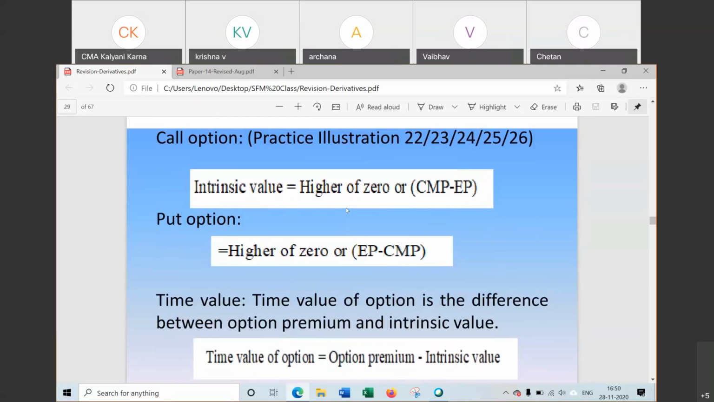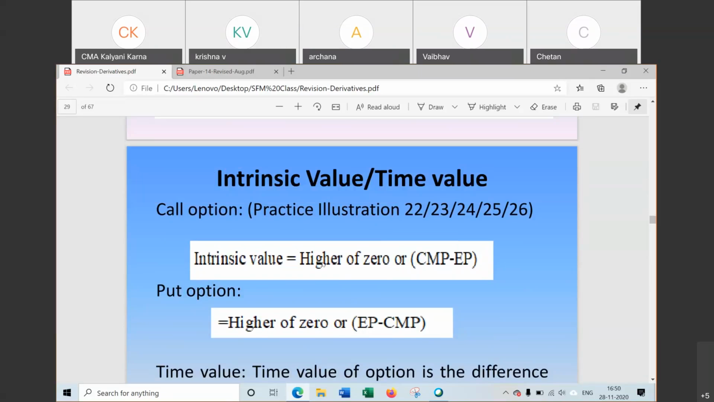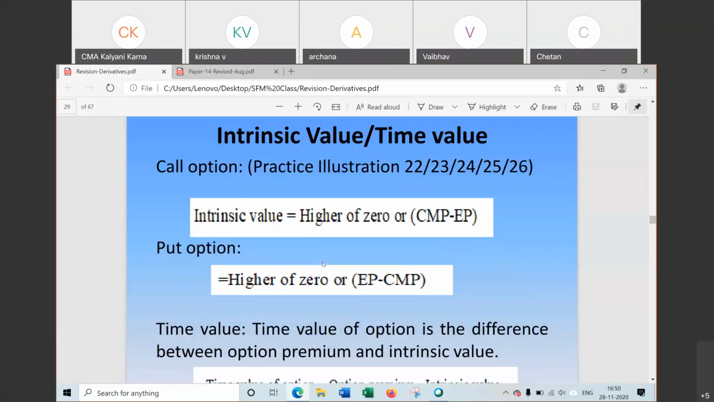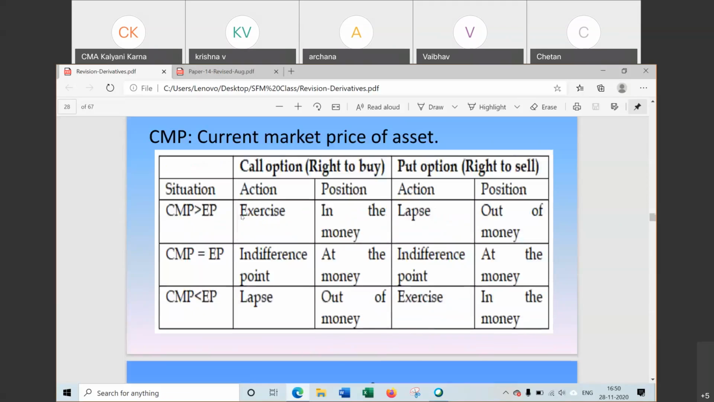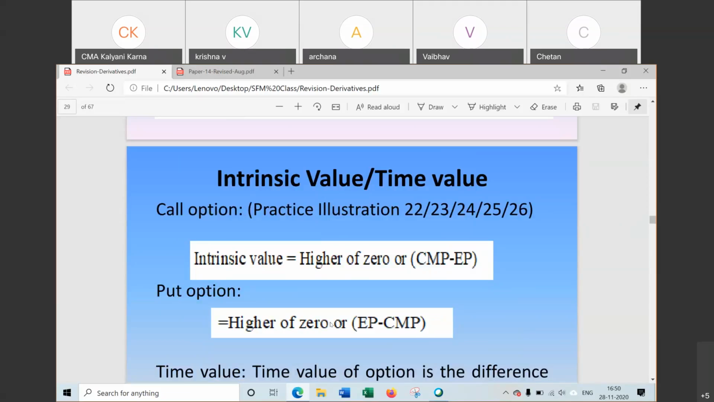After this, intrinsic value, computation of intrinsic value of an option contract, that is for a call option. Questions are 22, 23, 24, 25 and 26. What is intrinsic value? That is the higher of 0 or CMP minus EP. The difference between these two is the intrinsic value.